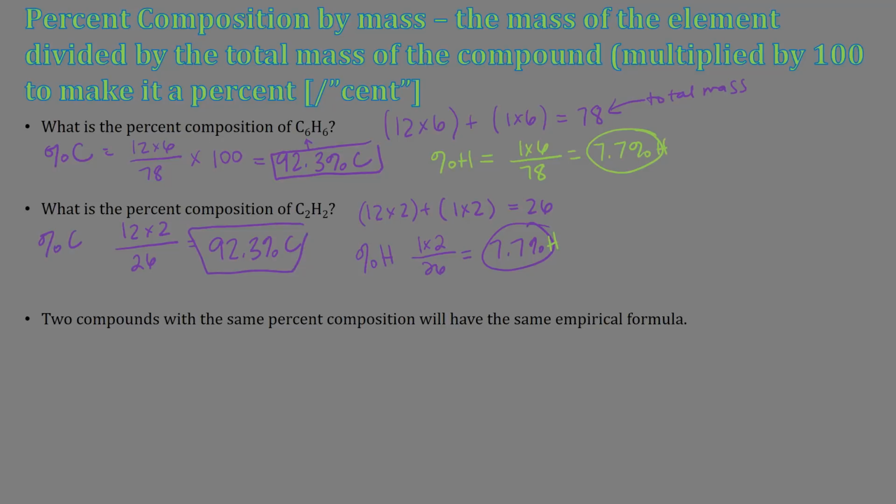All right, so if you have two compounds with the same percent composition, they have to have the same empirical formula, period. All right. If they have the same percent composition, they have the same empirical formula. And you can reverse that too. If they have the same empirical formula, then they have to have the same percent composition. So if the percent composition is given to you for a compound, and then they give you a different compound with the same empirical formula, then it would be the same.